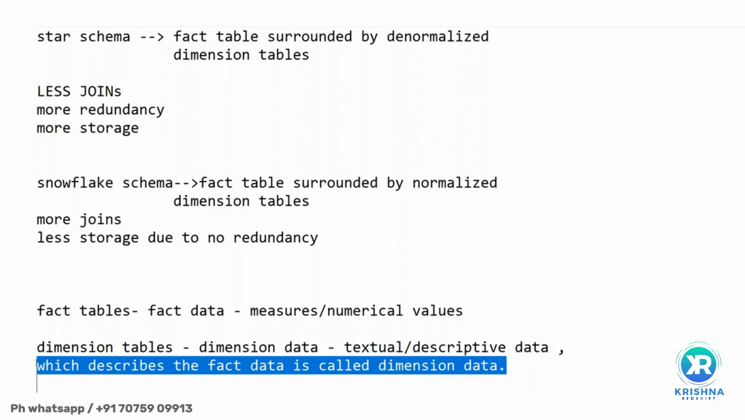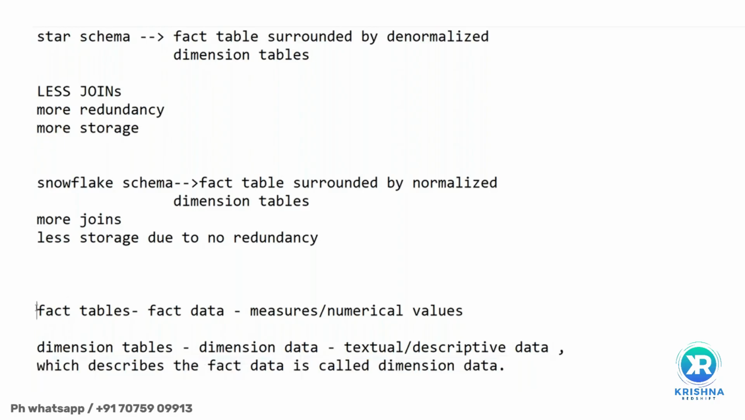Okay, so that means what you understood. Fact table will have numerical values or measures, meaning number data. Measures means quantity sold, items sold, item price, total items sold, or total bill, or number of customers visited. Those things are all numbers. That's why measures and numerical values are called fact.